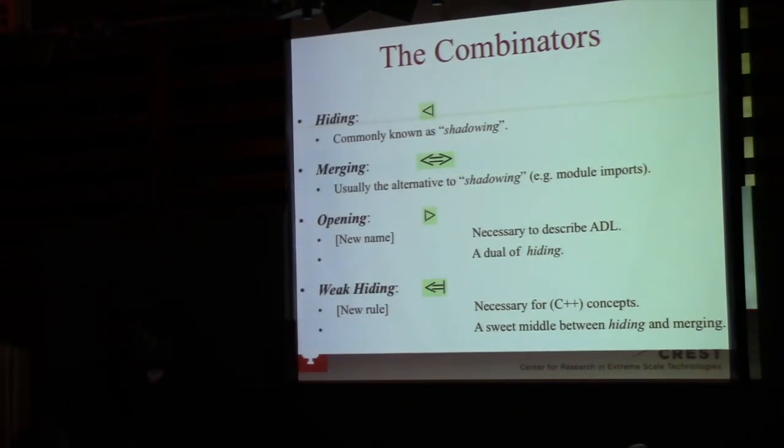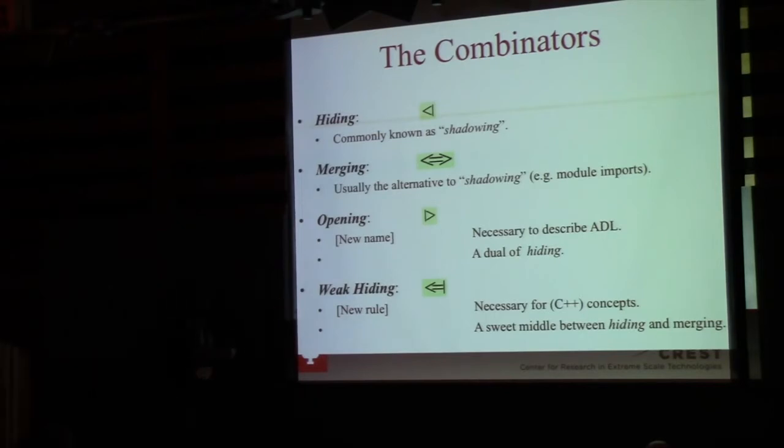I'm sorry. Oh, okay. Merging is usually the alternative to shadowing, right? You see that when you do module imports or namespace using declarations. Now, opening was an interesting one. So based on just hiding and merging, we were trying to push the envelope and see, can we identify a lot of different rules out there for name lookup or name binding and see if we can express them only using hiding and merging. And then we came across argument-dependent lookup, and it was not possible. So we ended up having to introduce this one combinator in order to express ADL. Well, it was possible, but only if we complicated our hiding and merging combinators enough, and we didn't want to have to do that.